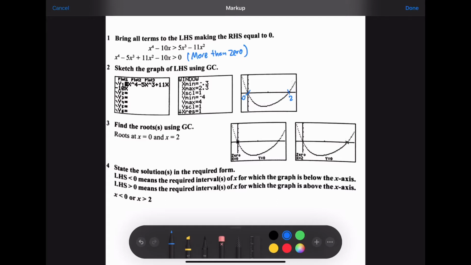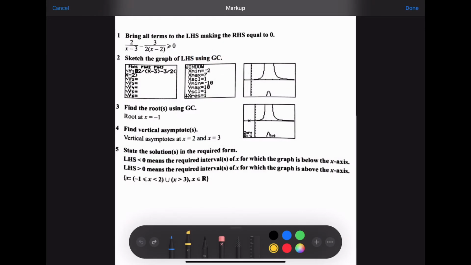So once we found that it's 0 and 2, we look back to the inequality, we have it more than 0. So it's going to be lying above my x-axis because it's more than 0. It's going to be positive. So it's going to be here and here. So you can see that for the inequality, the solution is going to be less than 0 and more than 2.